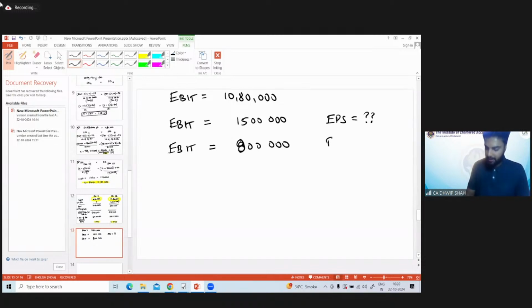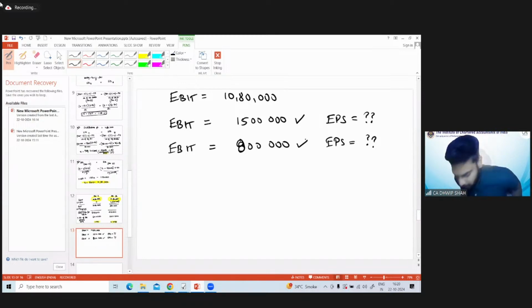Can you all try this? Calculate EPS for both the alternatives under two different scenarios. Scenario 1, when EBIT is 15 and when EBIT is 8. This will help me in explaining the next concept. So that's why I've given you these scenarios. Please everyone calculate EPS under both the alternatives when EBIT is 15 lakh, this is scenario 1. Calculate EPS under both the alternatives when EBIT is 8 lakhs. This is scenario 2.